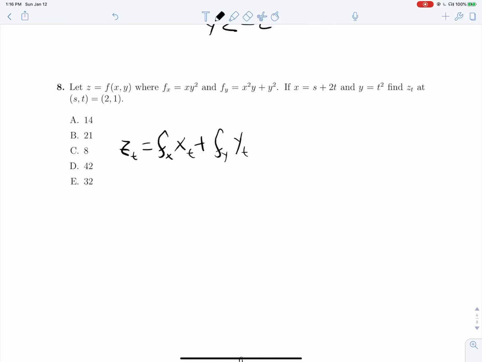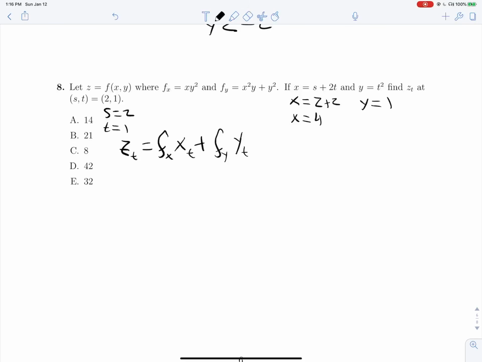Okay, so we know that s is equal to 2, t is equal to 1, so that will allow us to figure out what x and y are equal to, because x is equal to, in this case, 2 plus 2, so x is equal to 4, and y is 1.